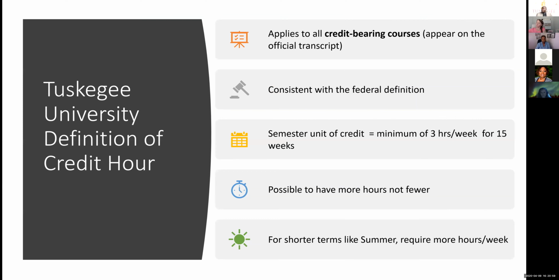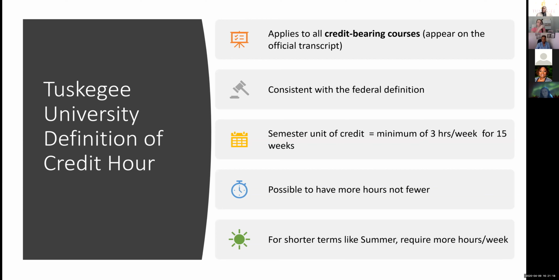So this policy applies to all credit-bearing courses. That means each course that appears on a student's official transcript with credit. It is consistent with the federal definition.